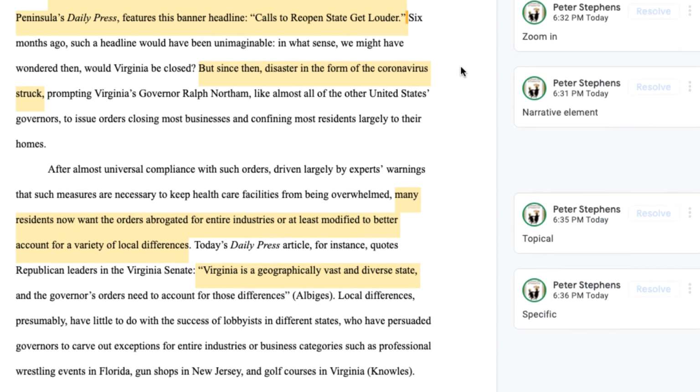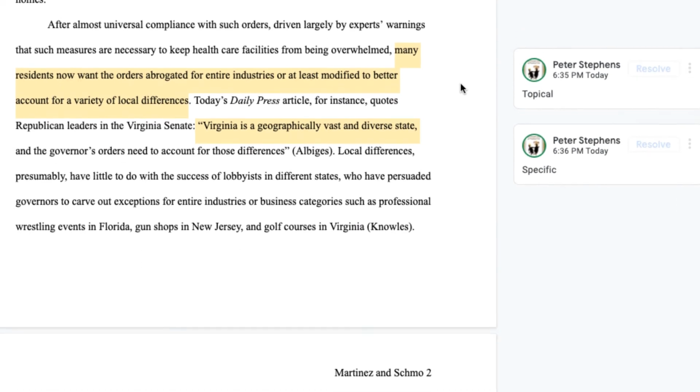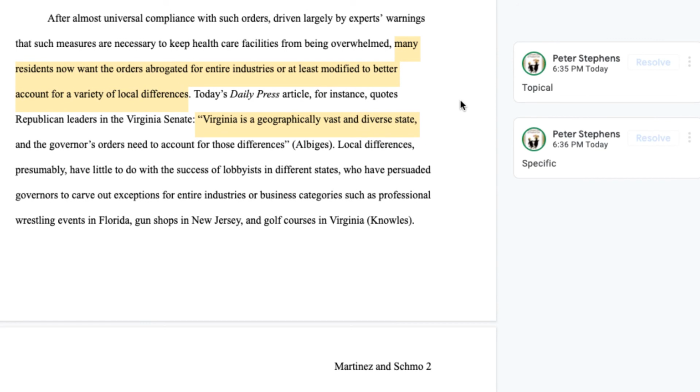I go on. After almost universal compliance with such orders, driven largely by experts warning that such measures are necessary to keep health care facilities from being overwhelmed, many residents now want the orders abrogated for entire industries, or at least modified to better account for a variety of local differences. So it's topical. It's in the news at that point. Your introduction doesn't have to have all these things going on in it, but it's nice to have a lot of things to choose from.